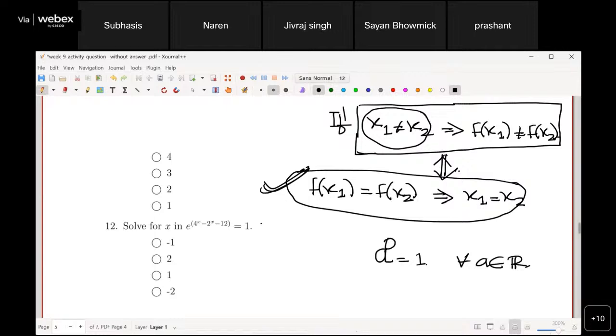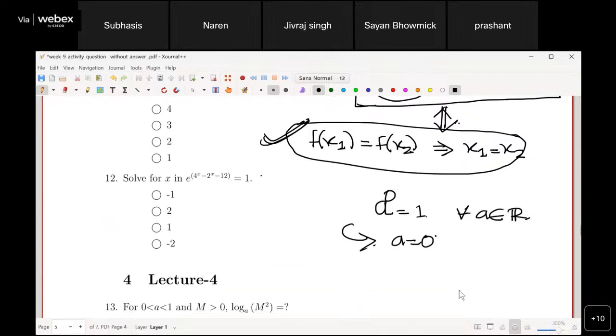That means it should prove if this statement is correct. You are saying this statement should be correct, so if it is correct, then it should be correct for a equal to 0, right? That means you are saying 0 to the power 0 is 1. But the second option is incorrect, right? 0 to the power 0 is undefined. So that means this option is also incorrect.